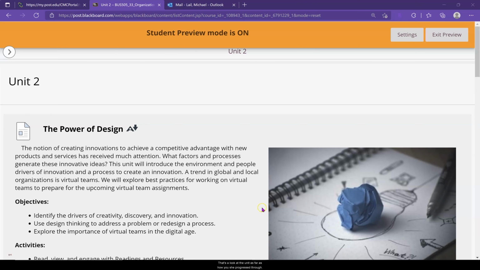So that's a look at Unit 2 as far as how you should progress through it and the activities that we want to make sure that you complete by the end.